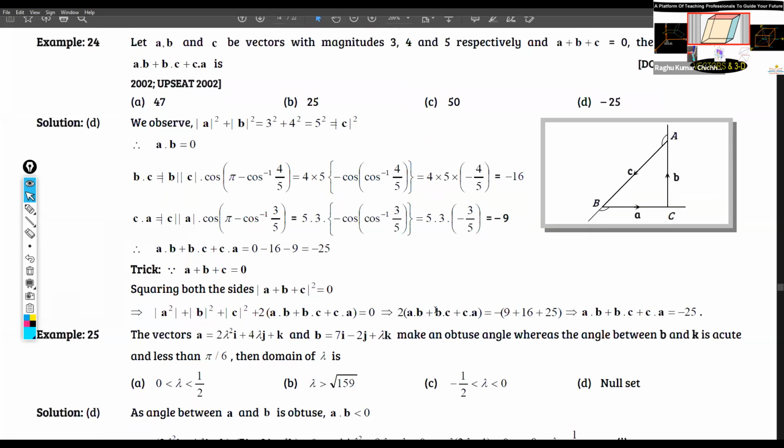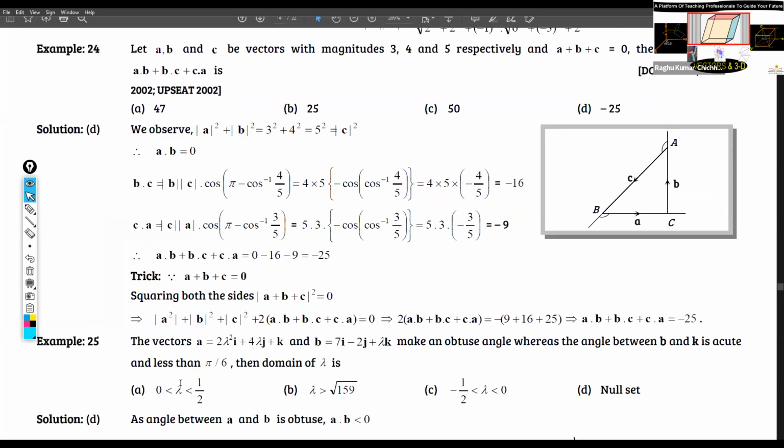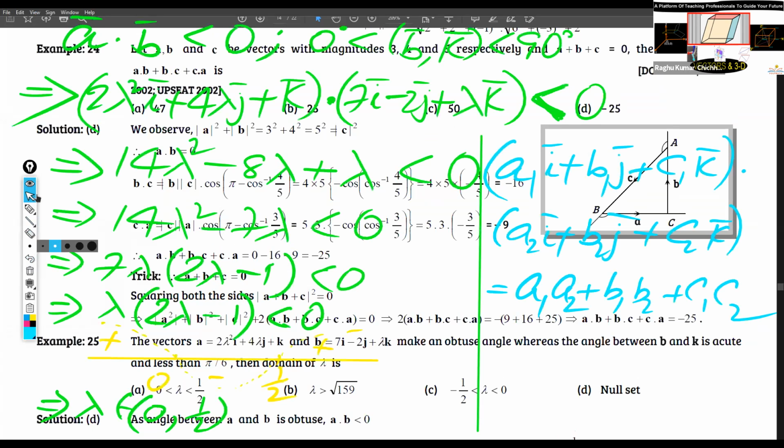The answer is the first option. But null set he is saying, there is a twist in the question. Okay, he gave that, I did not write this. B bar K bar is acute and less than pi by 6 is saying. The domain of lambda is asking. Okay, sorry, I did not observe it. Let me come back, please. Okay, sir.